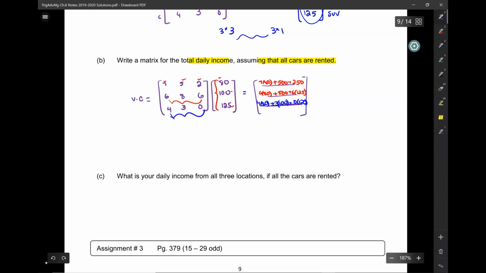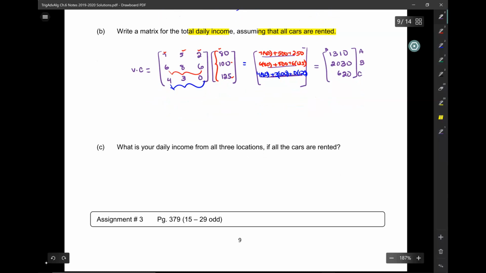So finally, the matrix is 1,310, 2,030, 620. What is this? What have we found? Well, if all cars are rented, location A will bring in $1,310 a day, location B, $2,030, and location C, $620. They really need some SUVs over there.